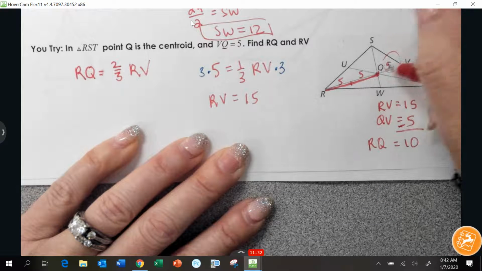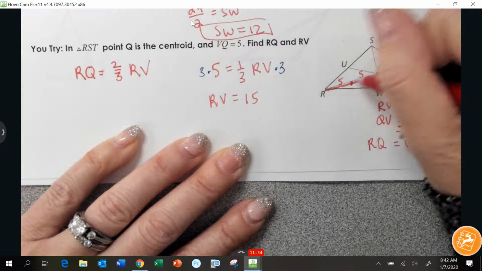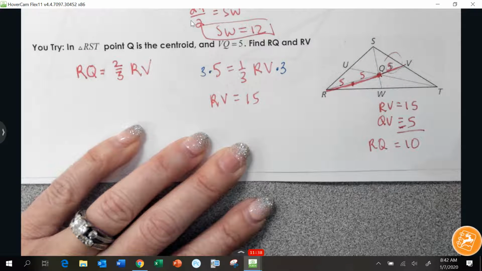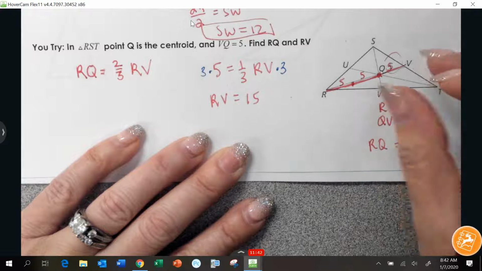Because we're dividing this into thirds. 2 of the thirds is the longer one. The other third is the shorter one. So thirds. Like pieces of a pie, only in a line.